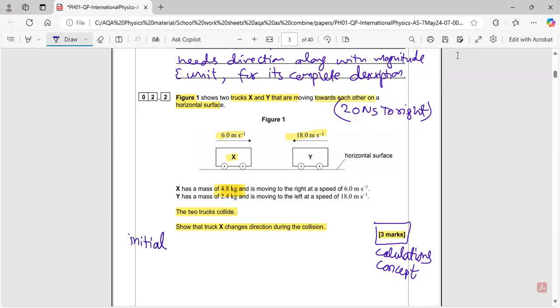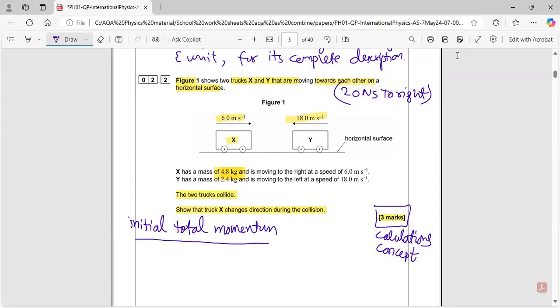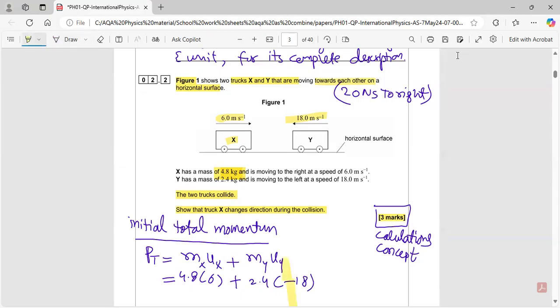So what we do first, as you know that initial momentum is given, is find the initial total momentum of this system. And you know how to find the momentum. The total momentum would be mx ux plus my uy. You add both of them, right? And this is like 4.8 into 6 plus 2.4 into minus 18. This is the important thing, that you should be using a negative sign over there. Why should you be using a negative sign?